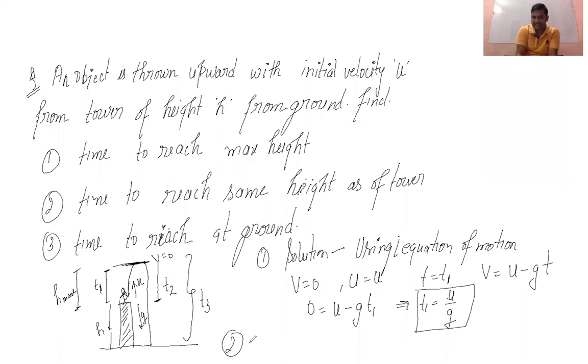This is the second case using third equation of motion. We know v square is equal to u square minus 2gs.